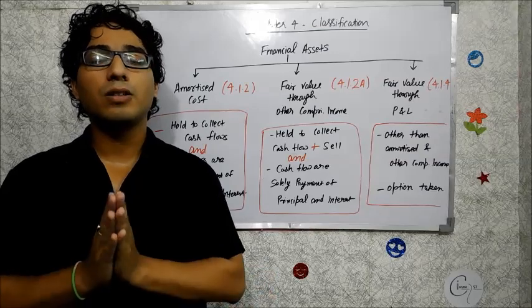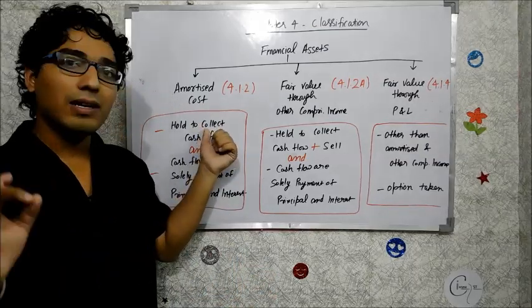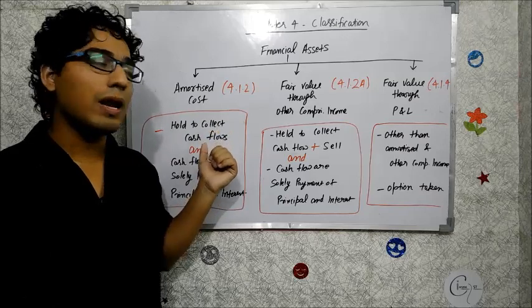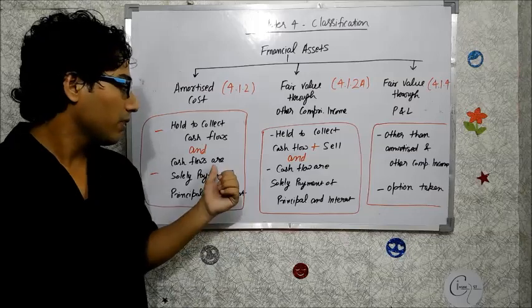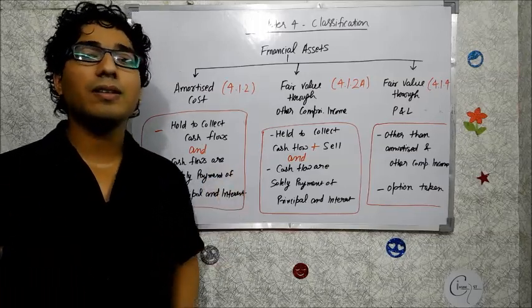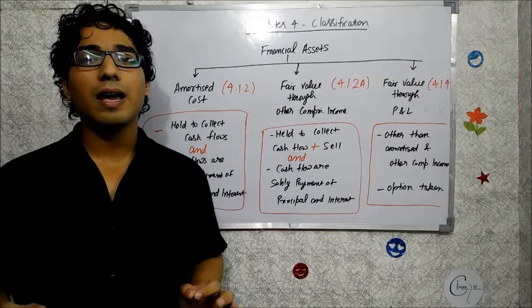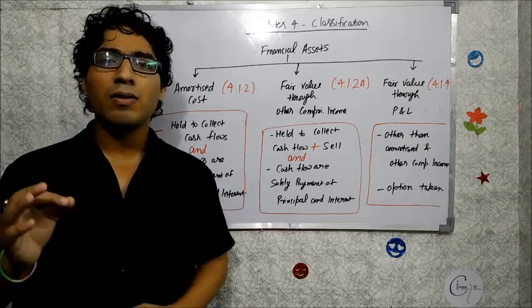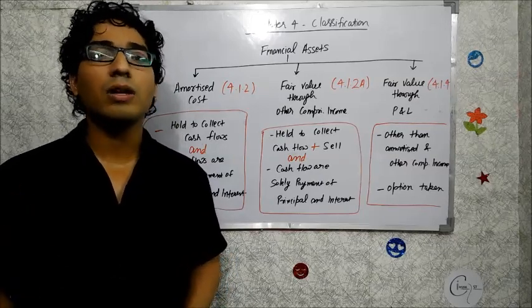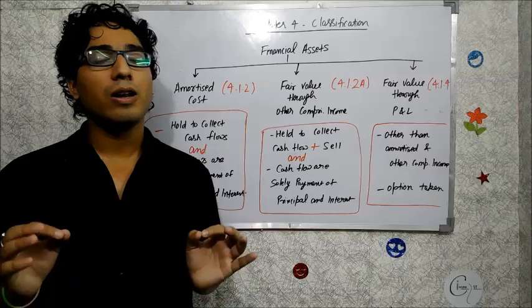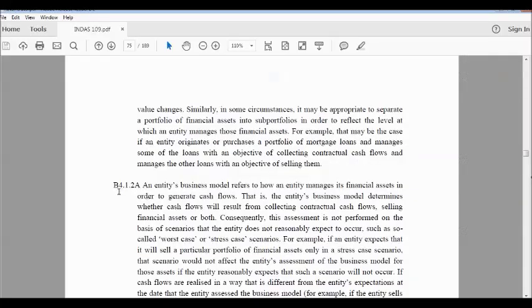So now you can see there are two conditions. First one is that you hold the asset in order to collect the contractual cash flows from that asset, and the second condition is that the cash flows which you are generating from that financial asset are solely payments of interest and principal. So now the first thing is, what exactly is the business model, and when can you say you are holding that financial asset in order to collect the contractual cash flow. Para number B4.1.2A of Appendix B, which is the application guide, gives you the idea of what exactly the business model is.